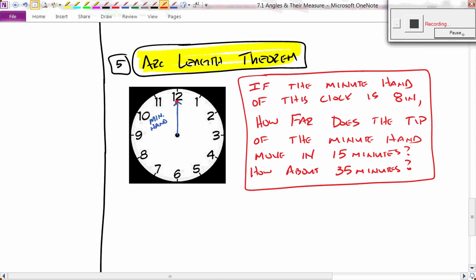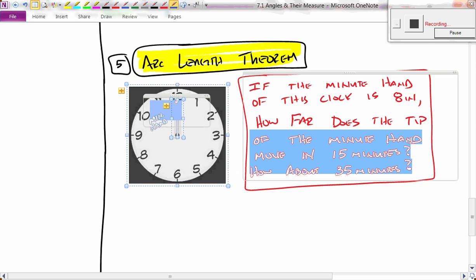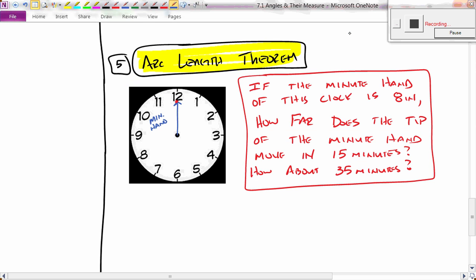Here's a little picture, and I'm only drawing the minute hand, not the hour hand. In 15 minutes, where's that minute hand going to be? It's going to be on the 3. We all agree. Okay, let's try to find it.